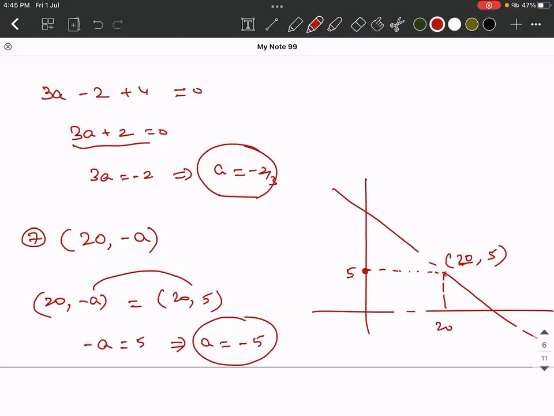Did you understand? You don't have a book? Can you share it? But will you check the graph? For the graph, what is the corresponding value of y for 20? Corresponding value of y for 20 is 5, no? So (20, 5) is a point here, and they told (20, -a) is a point. So (20, -a) is equal to (20, 5), because what is the y value corresponding to 20? 5. So -a is equal to 5. Then a is, that's the answer.